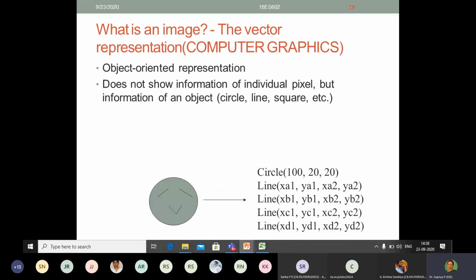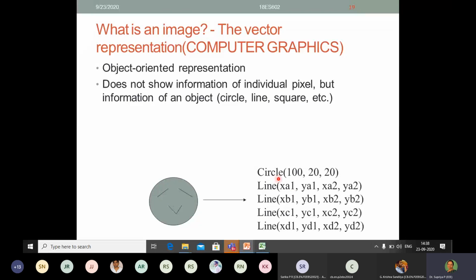The vector type of image is what is generally used in computer graphics. It is more of an object-oriented representation, and it does not show the information of an individual pixel, but shows information of an object like a circle, line, square, etc. And this is more complicated. This is not going to be mostly considered in our discussion. However, since it's a basic form of image representation, we would like to consider it.